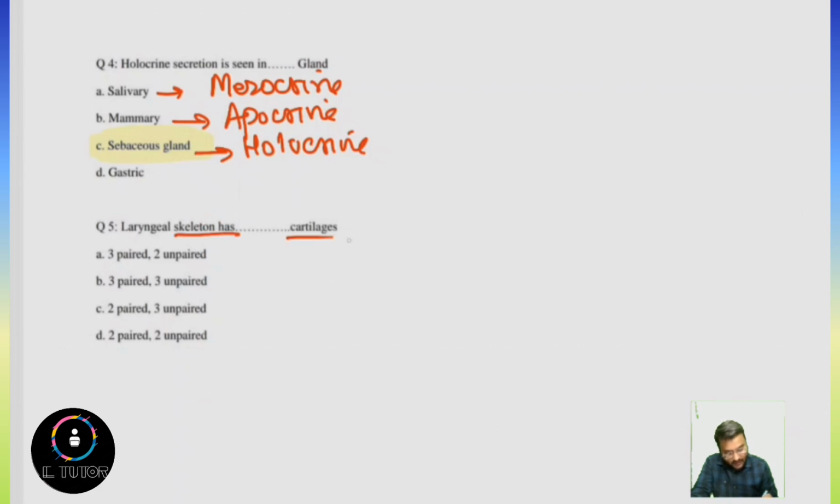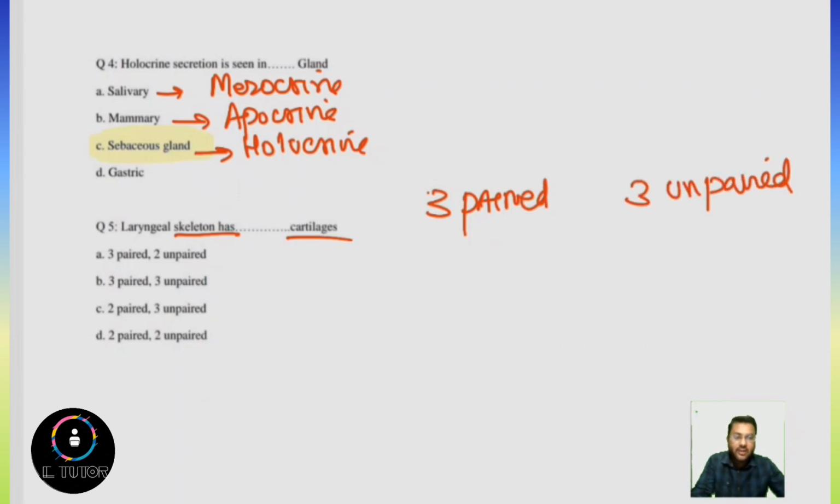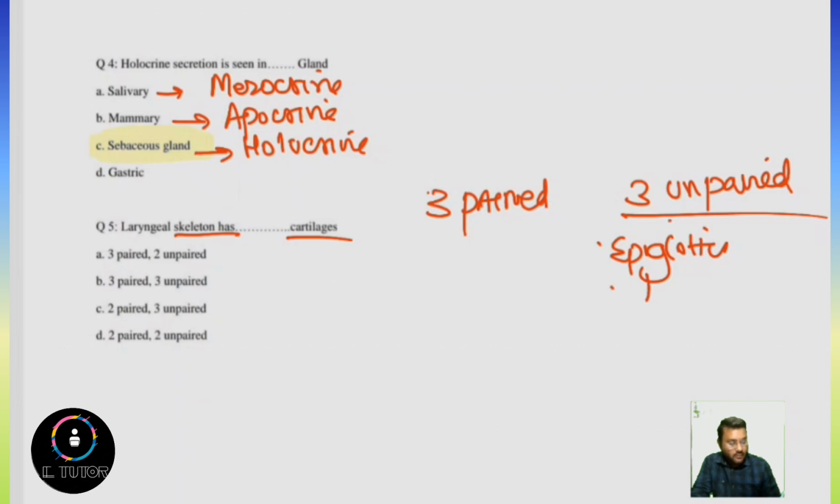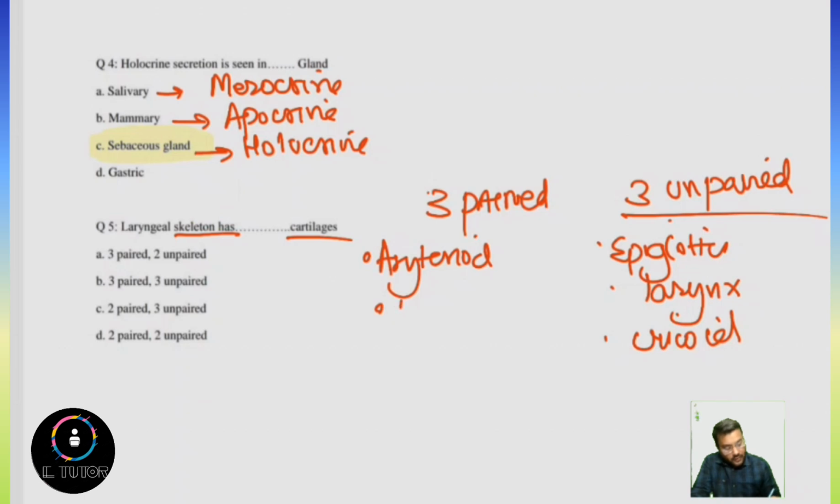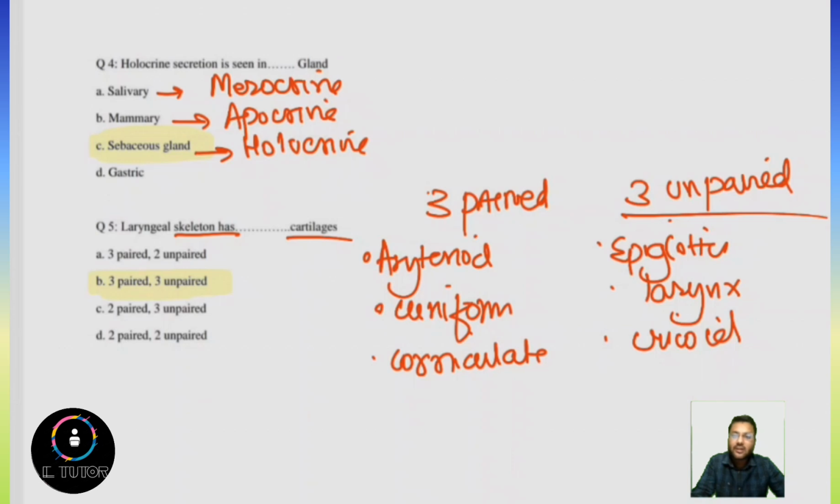Laryngeal skeleton has, so this is a direct question, 3 paired and 3 unpaired cartilages. The unpaired cartilages are epiglottis, thyroid and cricoid. The paired cartilages are arytenoid, cuneiform, and corniculate. So the answer is option number B, 3 paired and 3 unpaired cartilages.